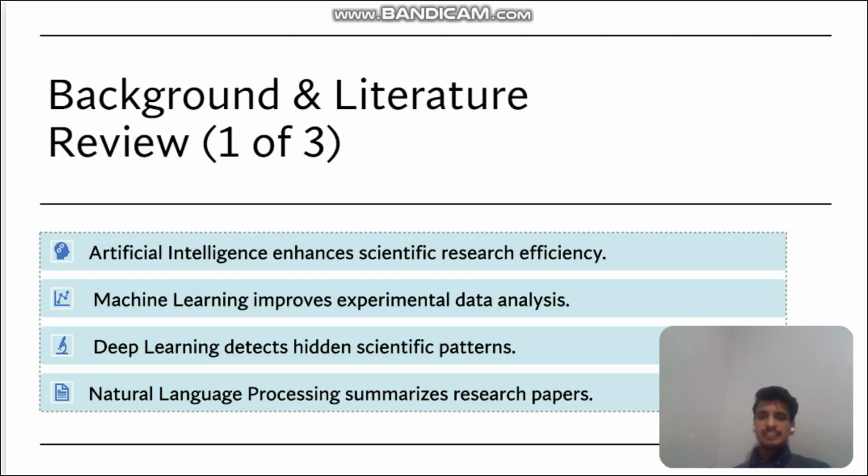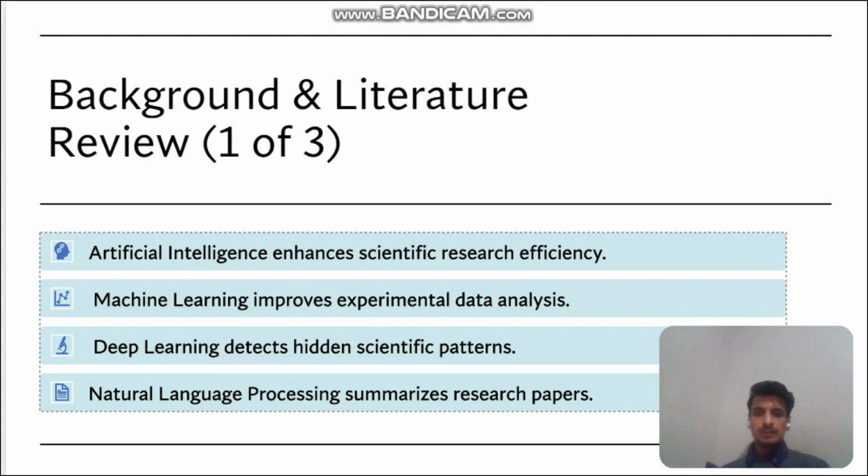Machine learning improves experimental data analysis. What is machine learning? Machine learning can see the images of your data. For example, you give the AI your diagrams, your graphs, your charts, or anything else. AI will see your information, predict the outcome, and give the outcome to you.